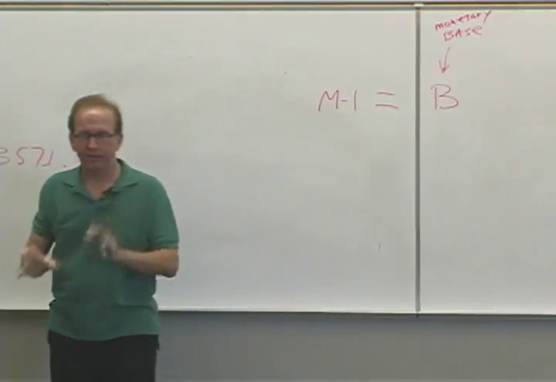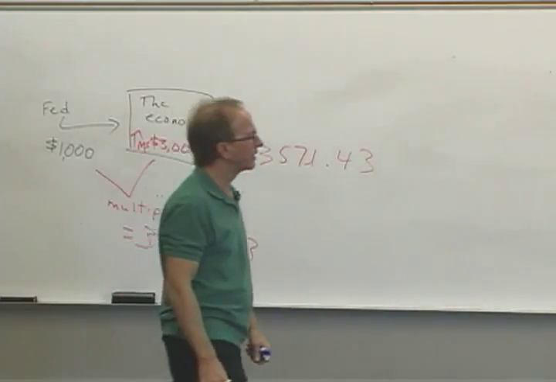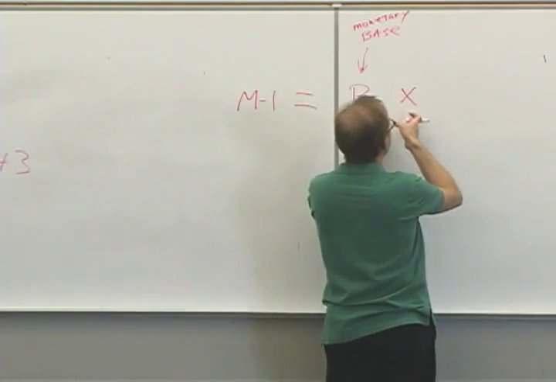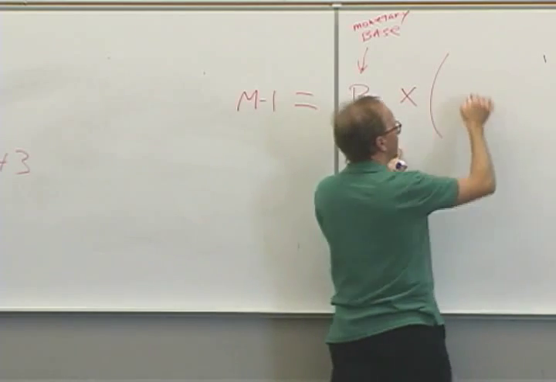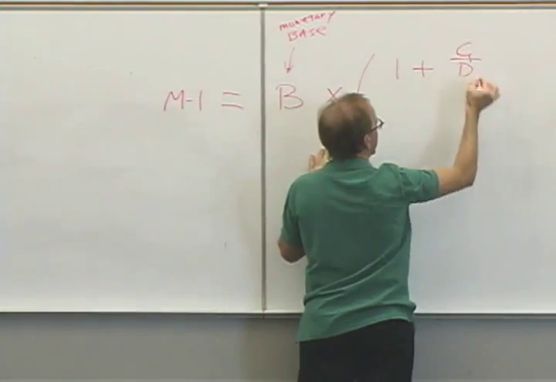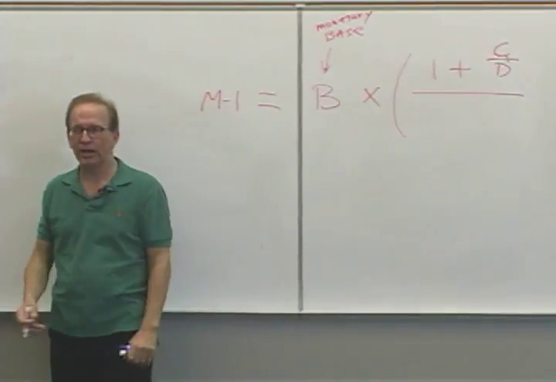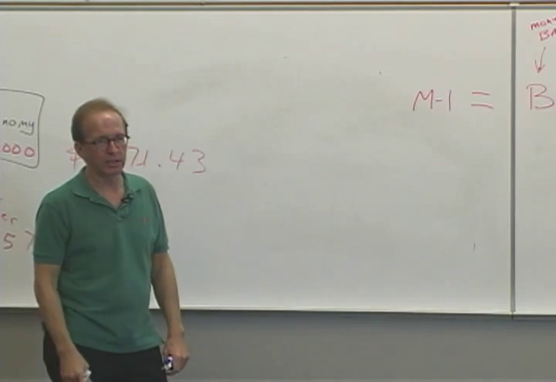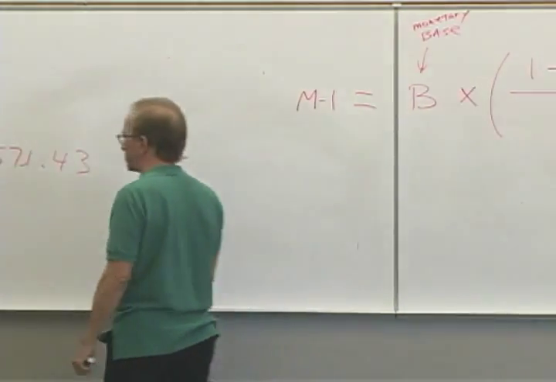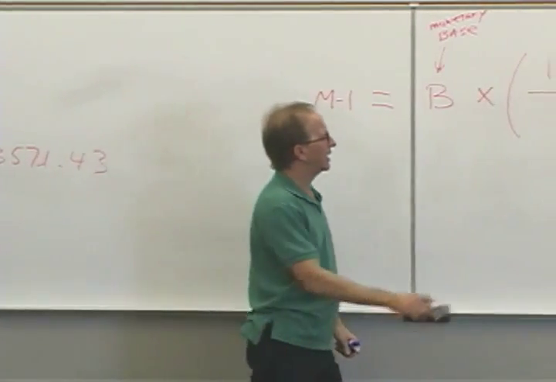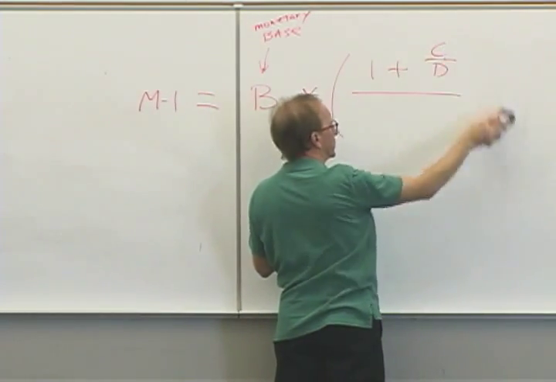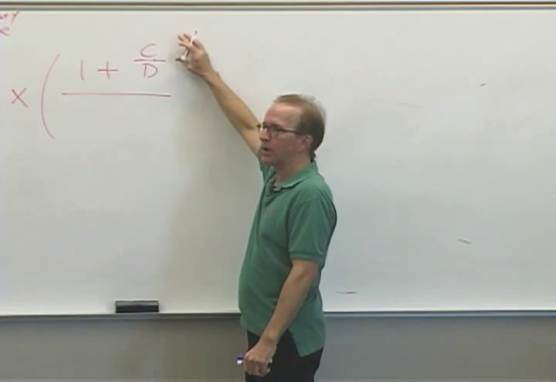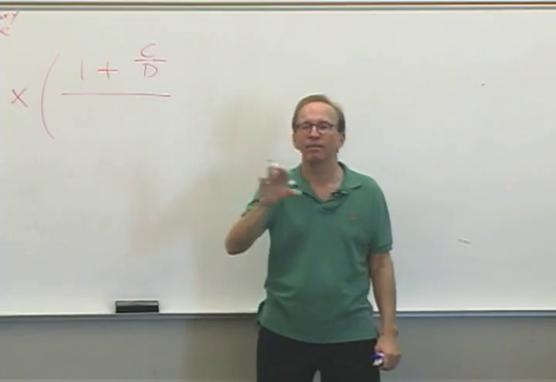These are the funds that the Federal Reserve injects into the economy. In this case, that was $1,000. Times, and now here's our multiplier, 1 plus C over D. The C over D is the ratio of currency to checking deposits for basically everybody in the private sector. This ratio does not change all that much over time, and by over time, I mean from one month to the next. If you go away for 20 years and come back, it would have changed. It is the ratio of currency to checking deposits in the hands of the non-banking public.